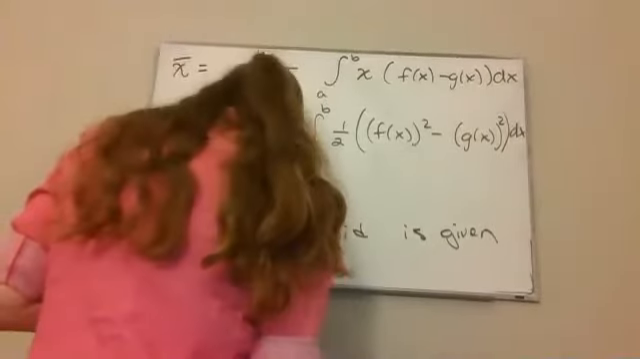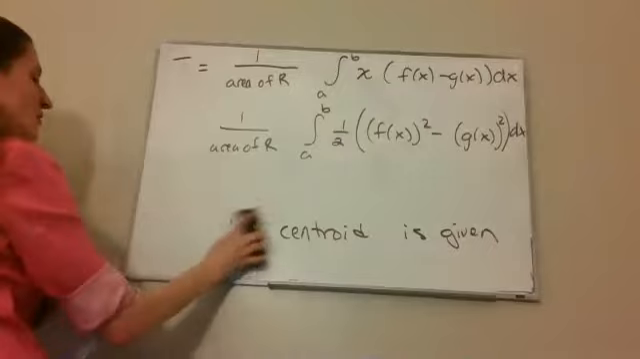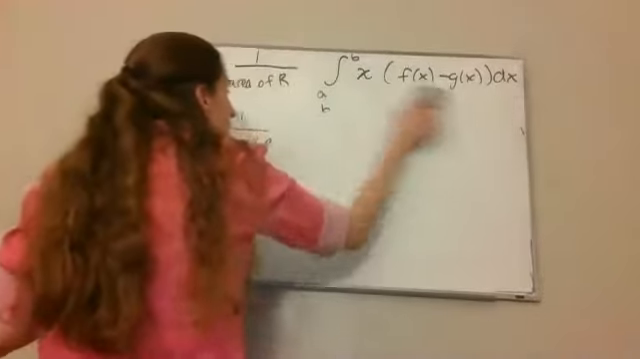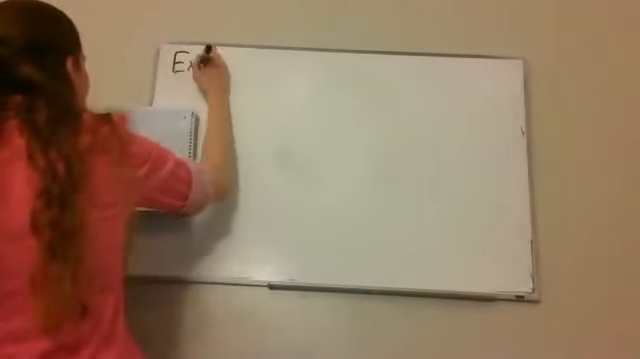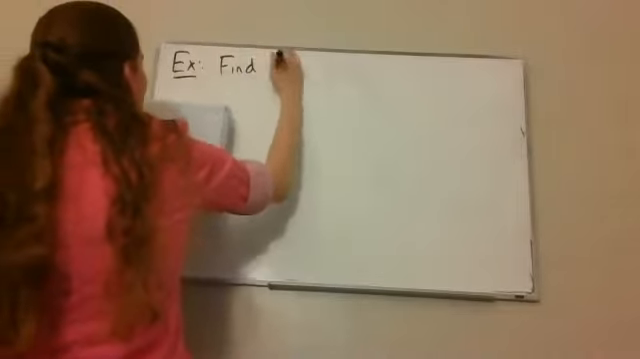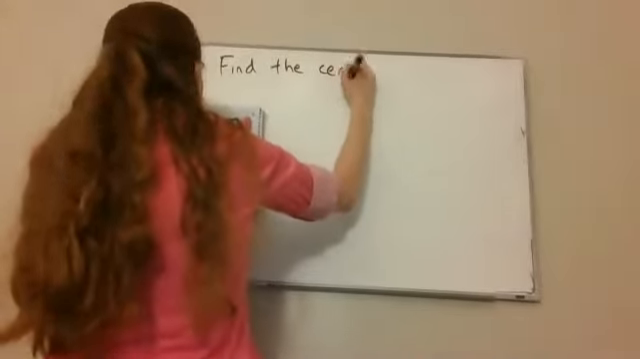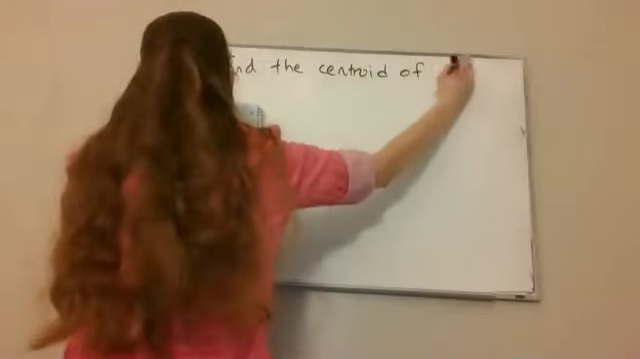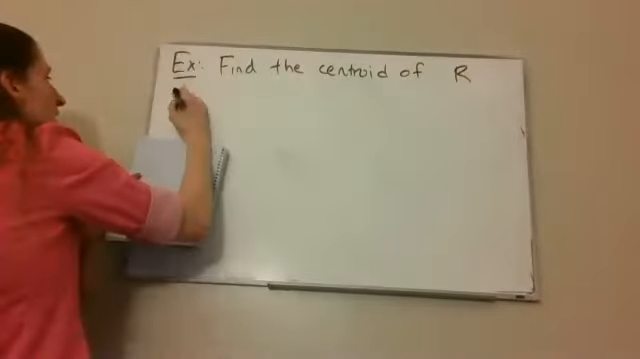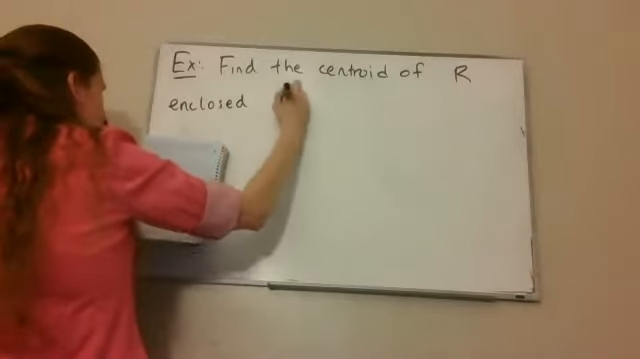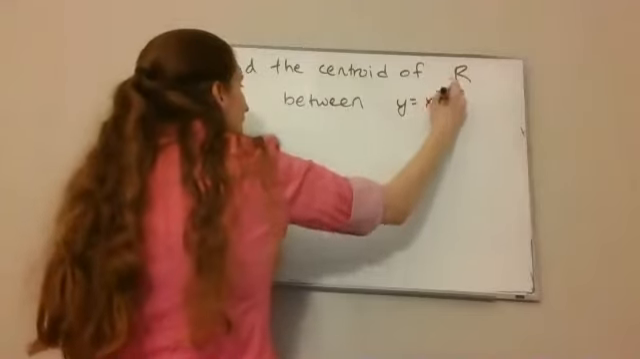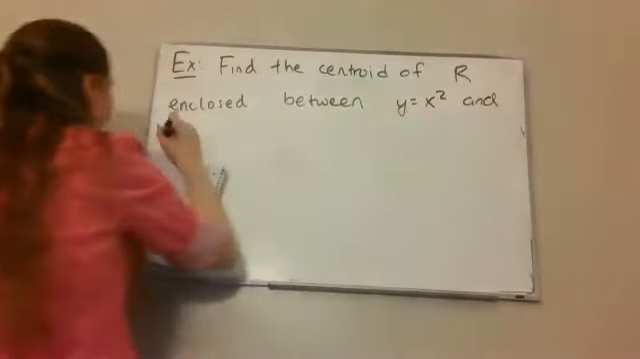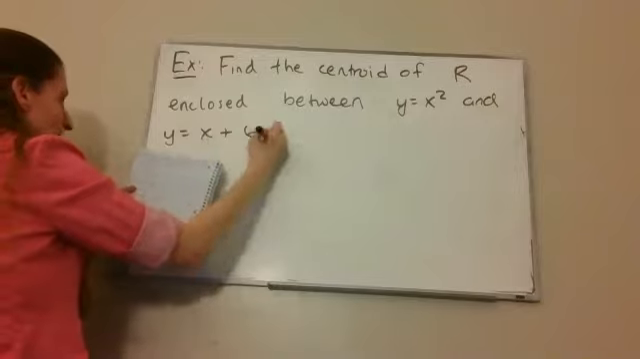So let's do an example where we're finding the centroid of a region bounded by two different curves. Find the centroid of the region R enclosed between y equals x squared and y equals x plus 6.